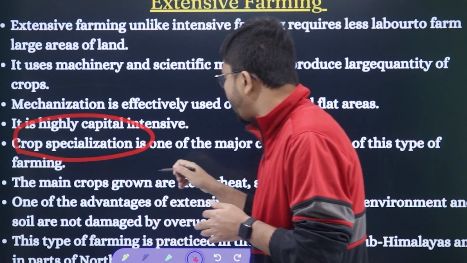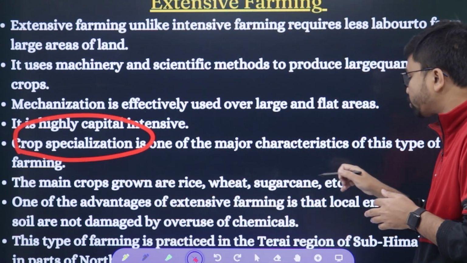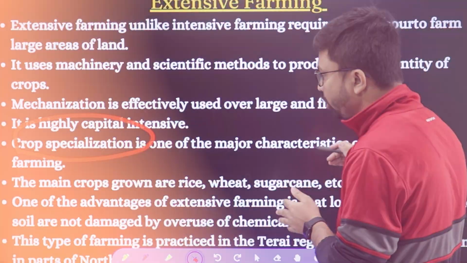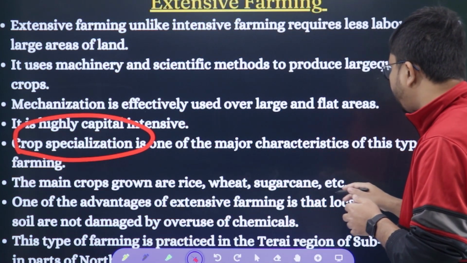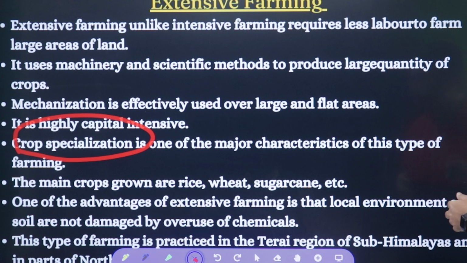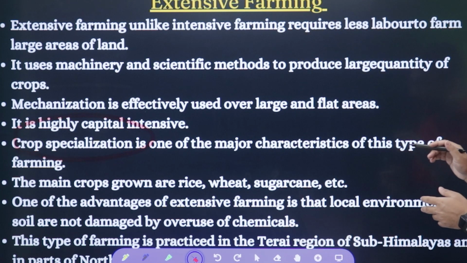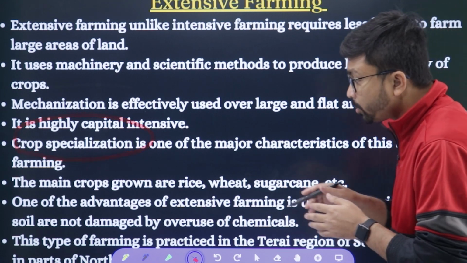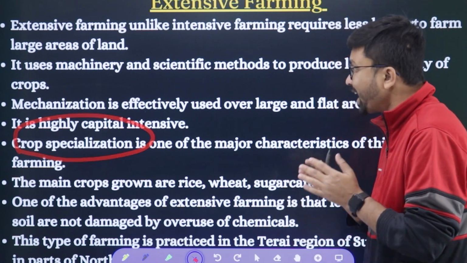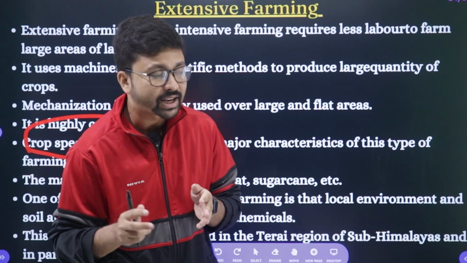Next, the main crops grown are rice, wheat, sugarcane, etc. Those are the main crops. One of the advantages of extensive farming is that the local environment and the soils are not damaged by overuse of chemicals. Why? Because the population density is already less. So those are called extensive farming.